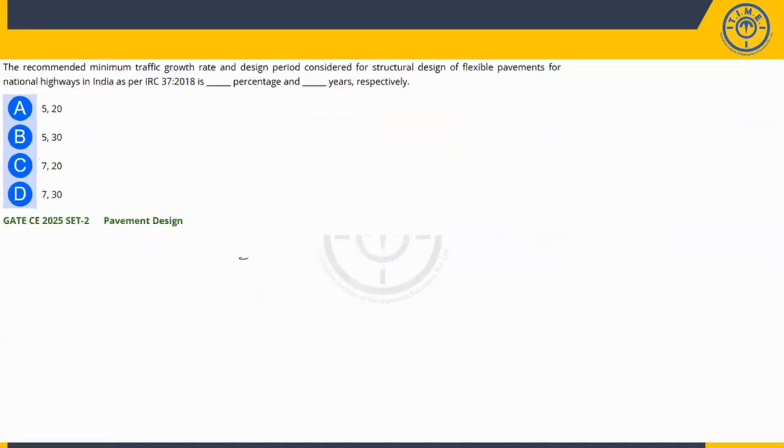Next, the next question, which is also from GATE 2025 set 2. This question states: the recommended minimum traffic growth and design period considered for structural design of flexible pavement as per IRC 37 2018 is dash percent and dash years. Minimum traffic growth and design period for flexible pavement, the codal provision in IRC 37 2018 is dash percentage and dash years. Tell me the answers.